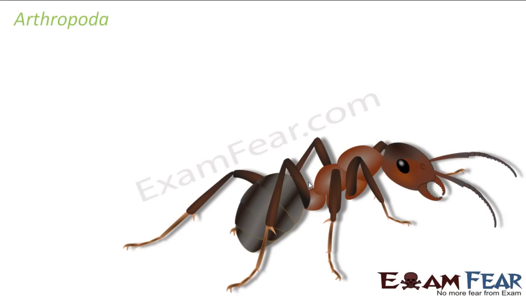Let us start with the next class, that is Arthropoda or arthropods. So what does the word Arthropoda mean? The word arthro means jointed, poda means legs. So Arthropoda together means jointed legs. So now we are going to talk about organisms with jointed legs. All organisms with jointed legs will fall under this category.